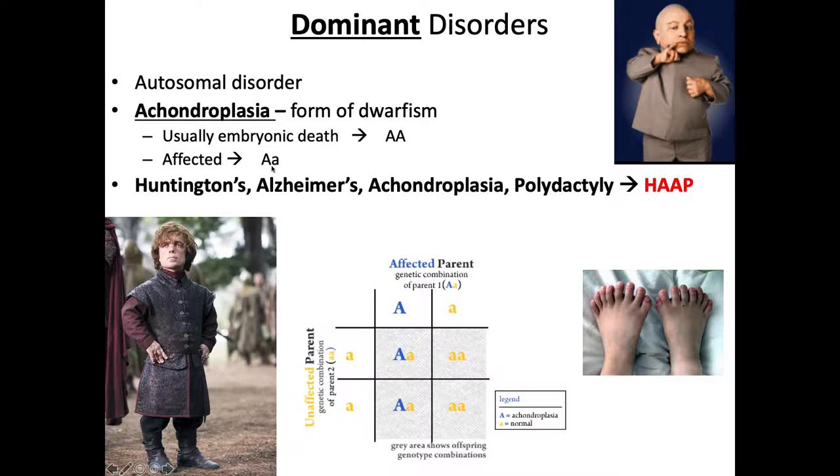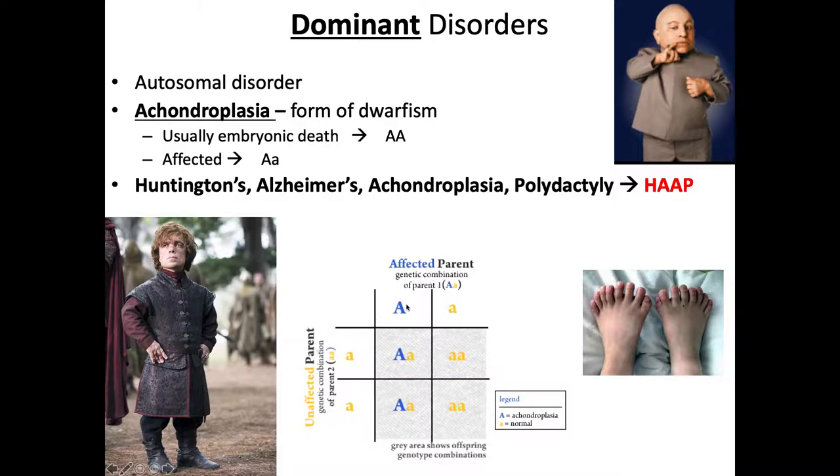So for a person to be dwarf size or to have achondroplasia, they would have to be heterozygous. That means everyone else that is of normal stature or normal height, what would have to be their genotype? They would have to be homozygous recessive, little a, little a, to be normal height. So Mini Me from Austin Powers, bless his soul, he had achondroplasia. So we know what his genotype is, which is heterozygous. And Tyrion Lannister from Game of Thrones has achondroplasia, and his genotype is heterozygous, big A, little a.